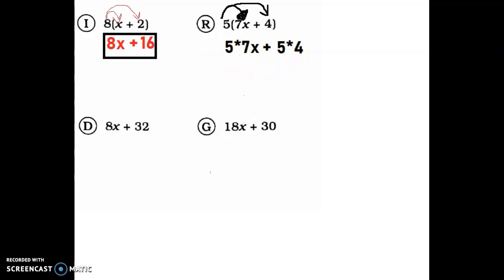So 5 times 7 equals 35. And I bring my x over there too. It's just going to stay the same. Bring my plus sign down. And then 5 times 4 equals 20. And that's it. That's my answer.